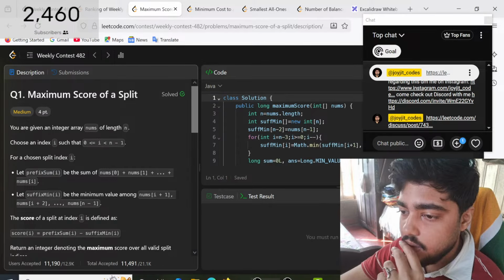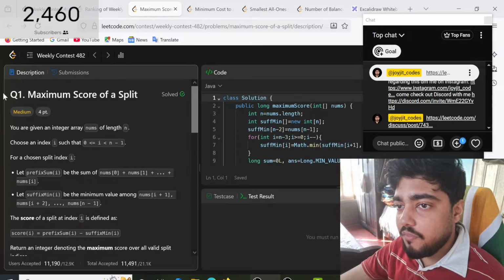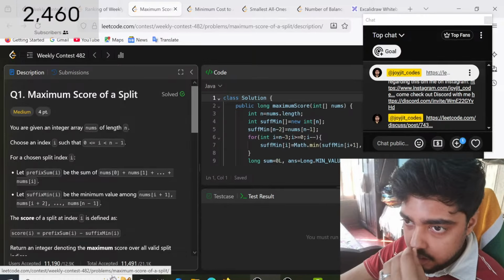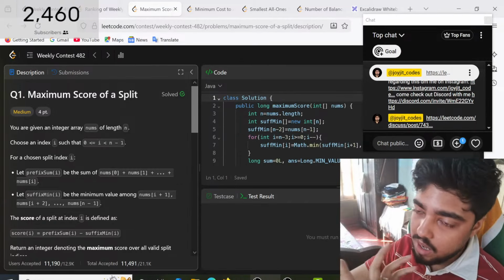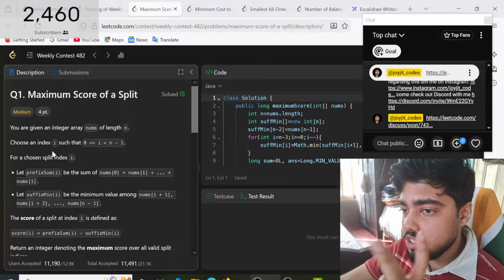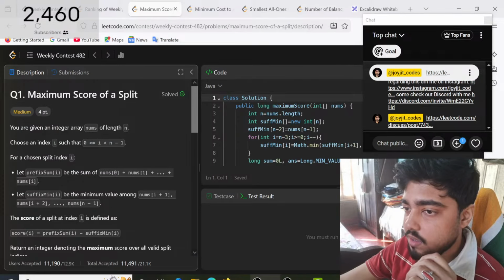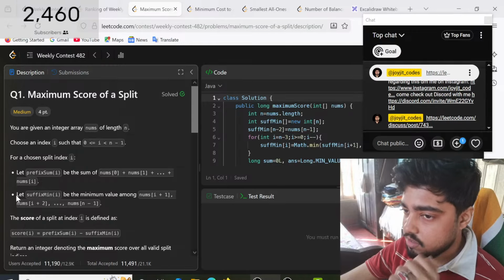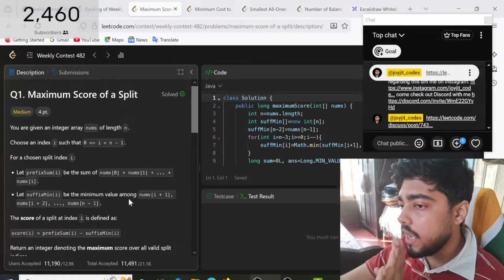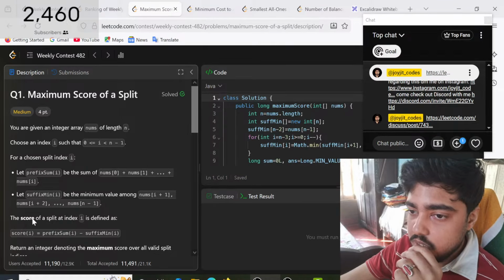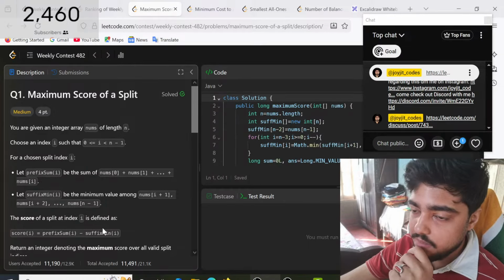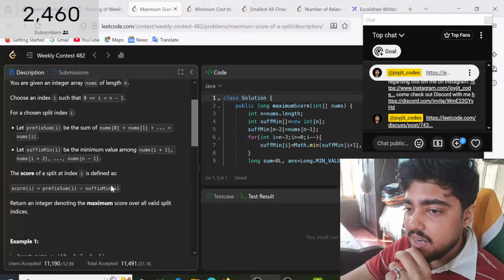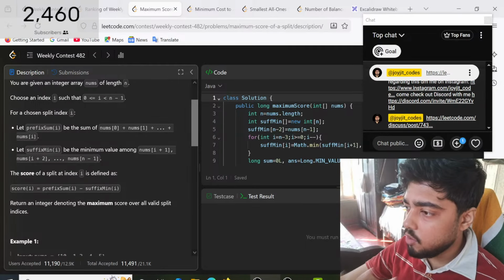Okay, let's go. The first question is maximum score of a split. You're given an integer array nums of length n. Choose an index i such that i is less than n minus 1. For a chosen split index i, the prefix sum is the sum of all the elements from 0 to i, and suffix min is the minimum of all the elements after that. The score of a split at index i is defined as score(i) = prefix sum minus suffix min. You have to return the maximum score that you can have.